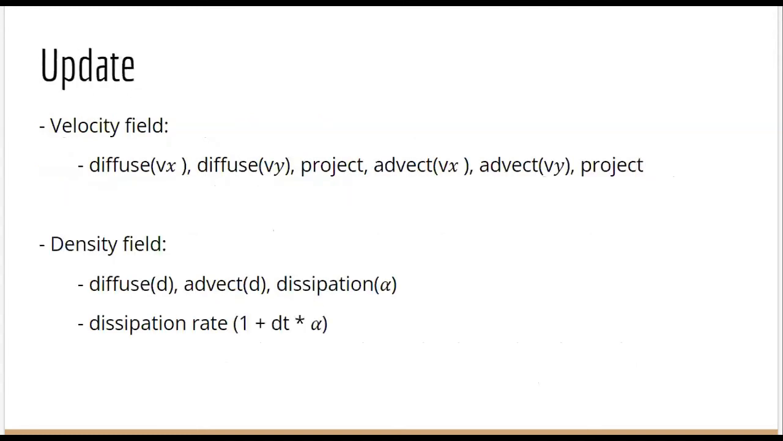The last thing is the update. We update the velocity field and the density field separately, where the velocity field depends on the viscosity constant, and the density field depends on the diffusion rate. Here are the steps for updating. Note that for dissipation alpha, we simply divide the density field by 1 plus dt times alpha, where alpha is the dissipation rate.